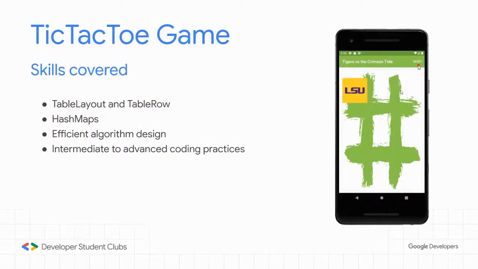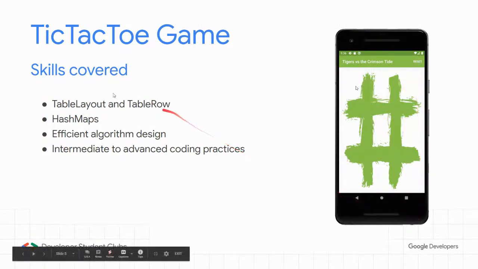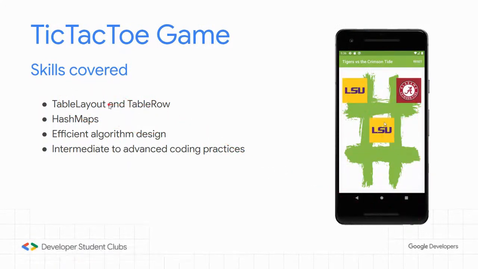So this is why it's so exciting and why you should be excited, because we're going to build something that is kind of like a real world app. If you see here, it's like a table, like a grid. So we're going to learn how to implement that in Android.